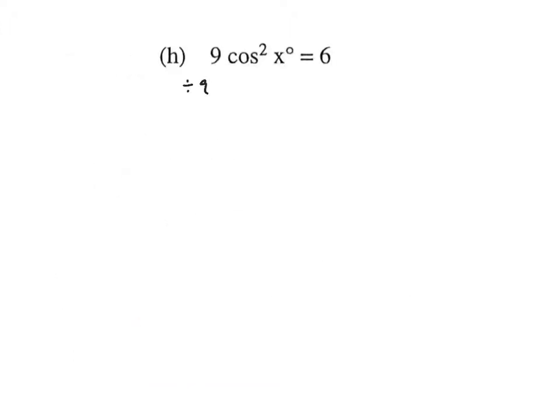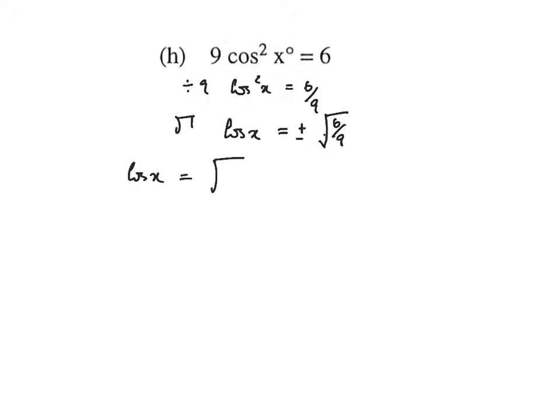Divide by 9, and cos squared x is 6/9, and take the square root, and cos of x equals plus and minus, don't forget that part, the square root of 6/9. So I can write that as cos of x equals plus root 6/9, and cos of x equals minus root 6/9.